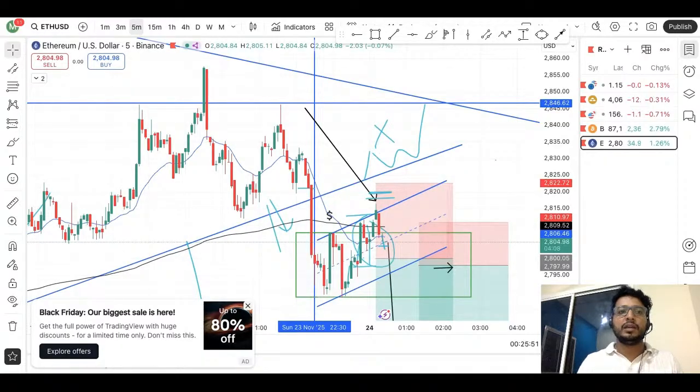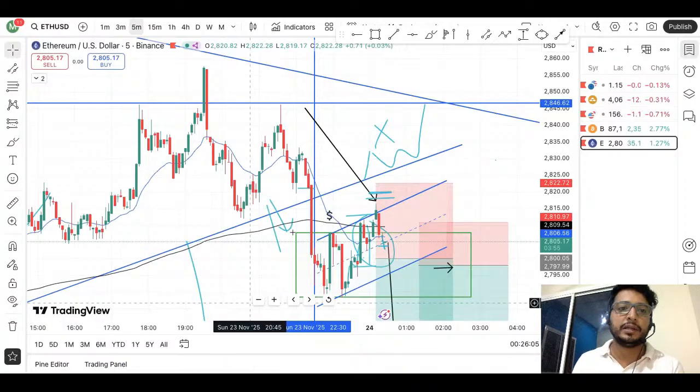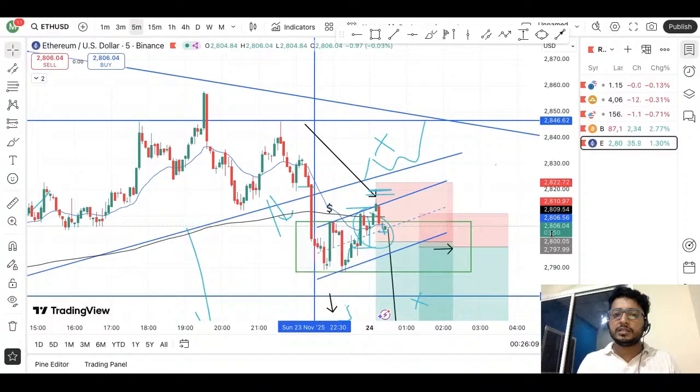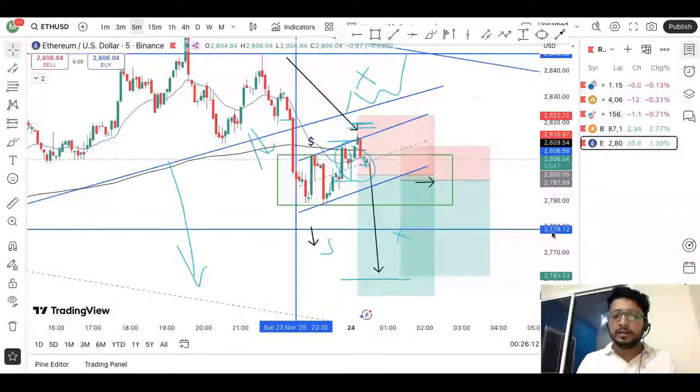Oh, I think you're only able to see Ethereum. You're only able to see this particular TradingView only, right? So I will show my different version also. Otherwise, this is not needed. I am already in a trade. It's actually happening. I've already taken the trade.